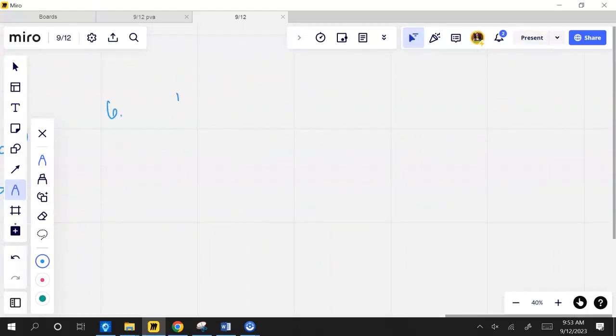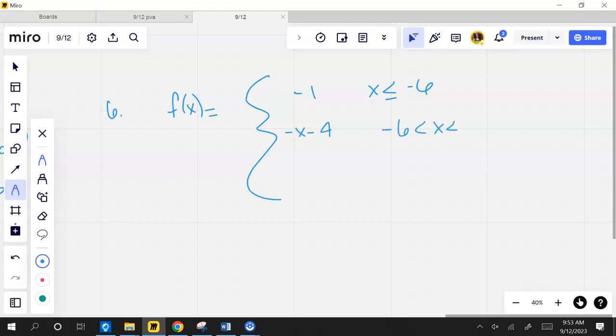Number 6. F of x equals, and I've got 3 equations this time, -1 if x is less than or equal to -6. Negative x minus 4 if x is between -6 and 0. And absolute value of 2x minus 5 if x is greater than 0.